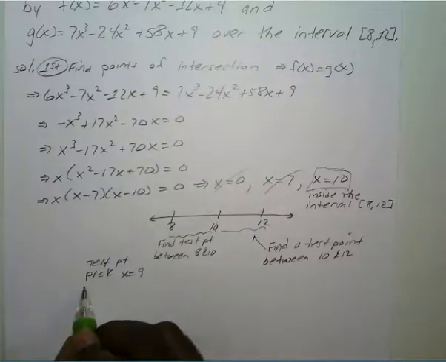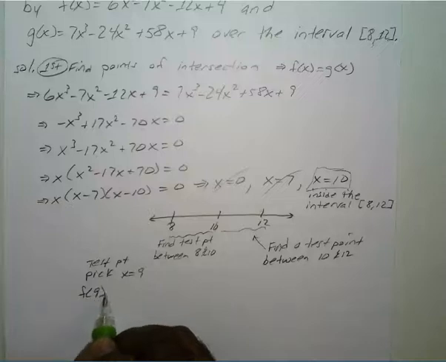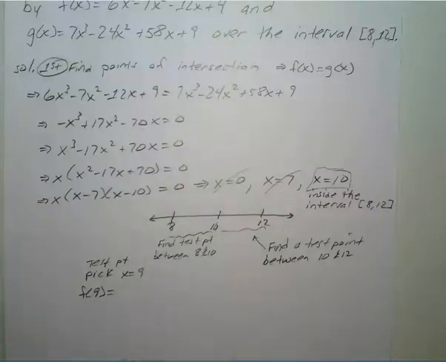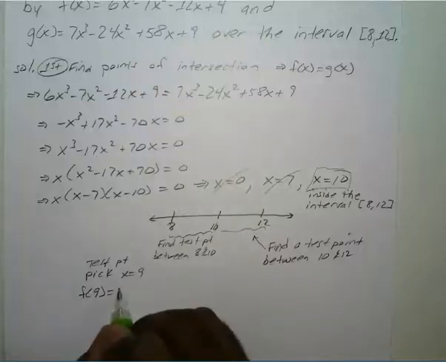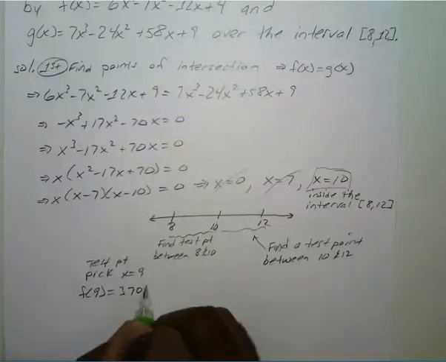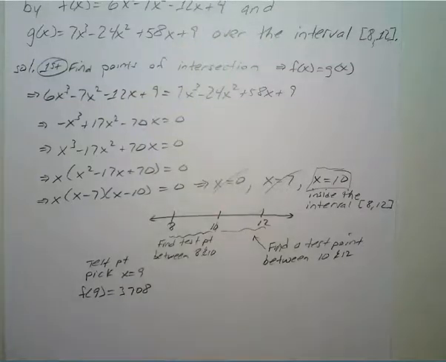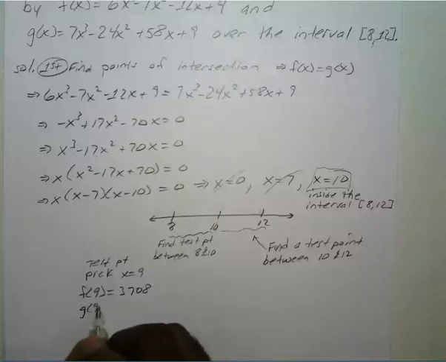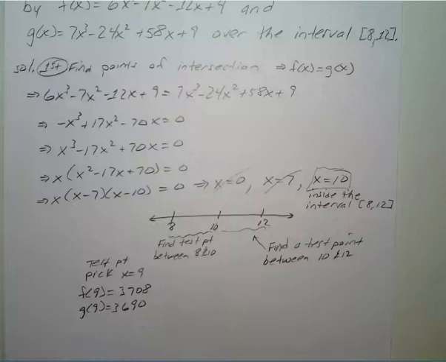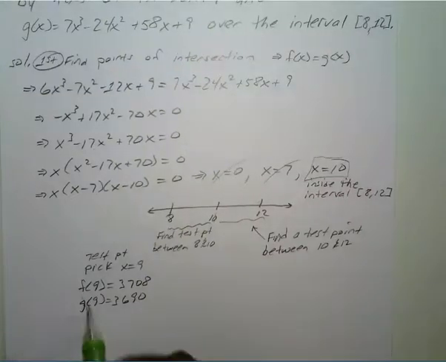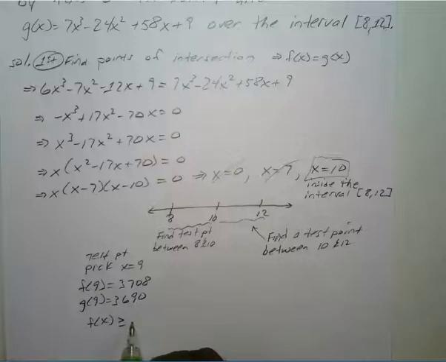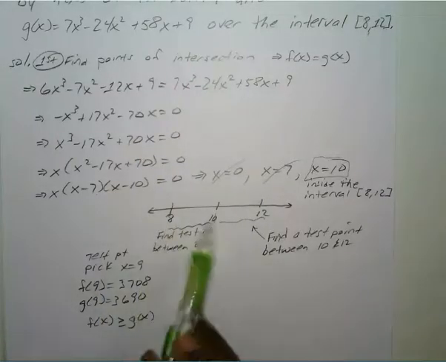Okay, so f of 9, if you replace x with 9 in your f of x, I'm not going to go through all of that, but it's 3,708. And your g of 9 is equal to 3,690. So this tells us that f of x is greater than or equal to g of x between 8 and 10.